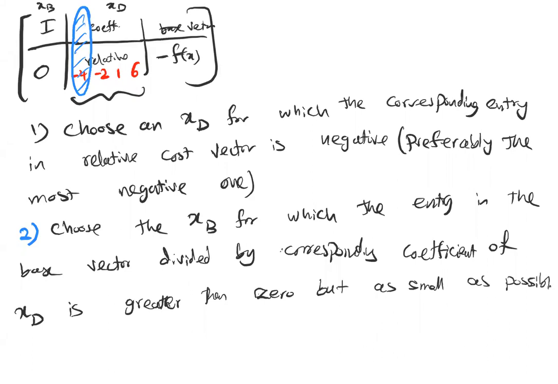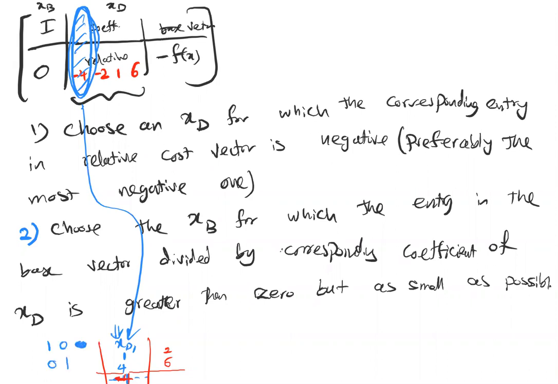All right, now it gets a little more complicated. Let me expand it. So let's move this here. So let's say here for xd1, I have the coefficients to be 1, 4, and then we have the relative cost vector minus 4. And then at this side, for the base vectors, we have 2 and 6. All right. So we already know that it's xd1 that we want to swap, but we don't know which of these. Let's say we have 1, 0, 0, 1. So this is x base 1. This is x base 2.